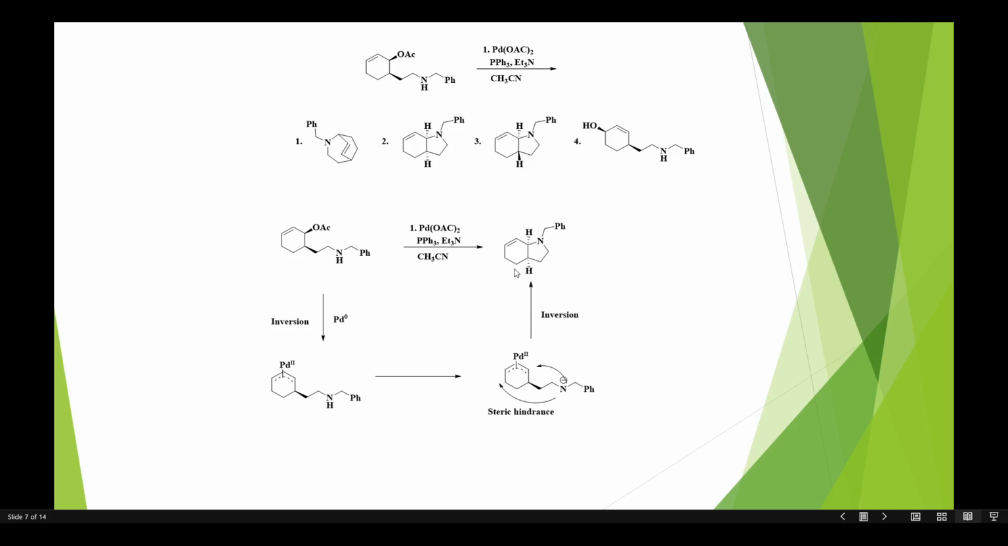But why will the stereochemistry be cis? It is only because of the palladium. Think about whether the pi allyl complex will be formed from the same side of our allyl complex or from the other side. What do you think? Because of the steric hindrance, the palladium will bind on the side opposite to the acetyl group, and only after that will the acetyl group be removed. That's why first one inversion will happen, and after that the palladium complex will be formed.